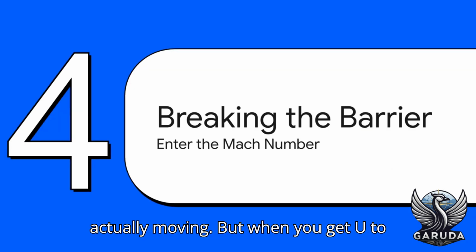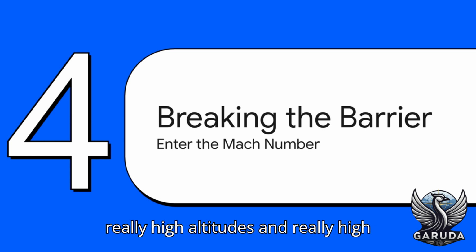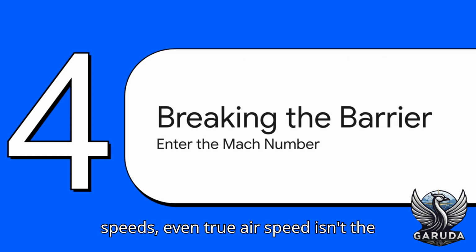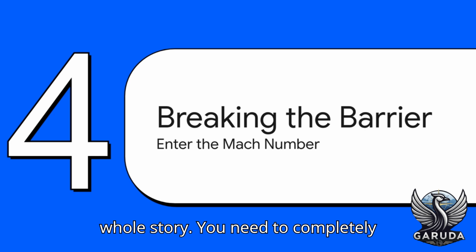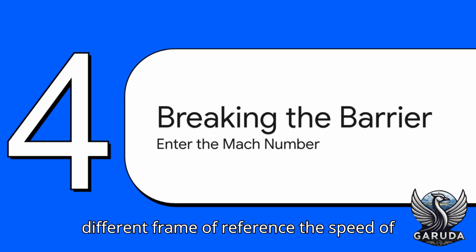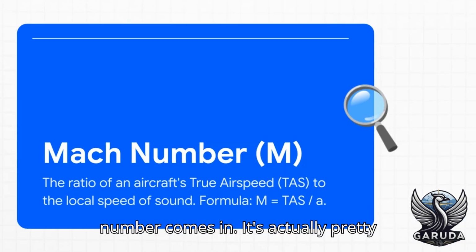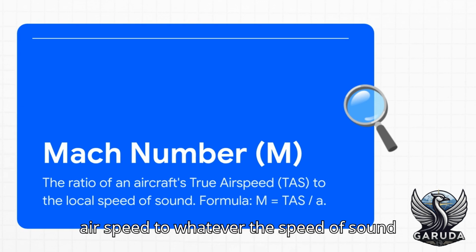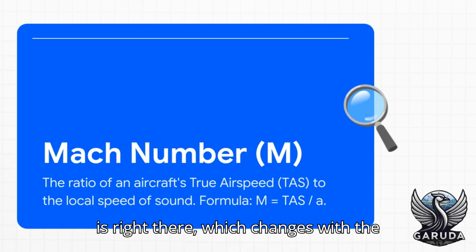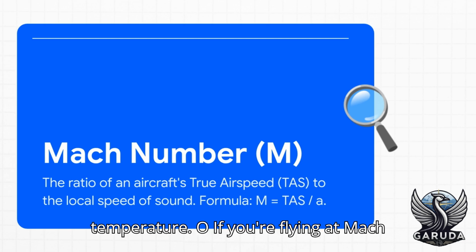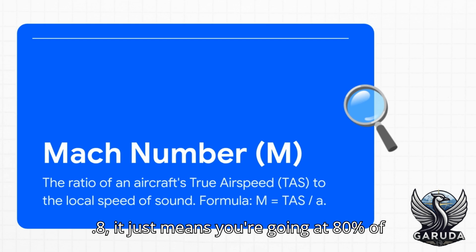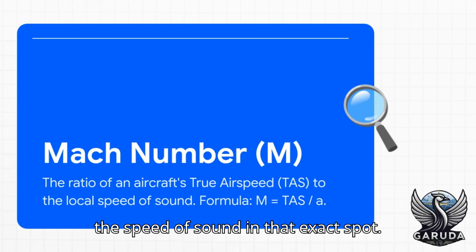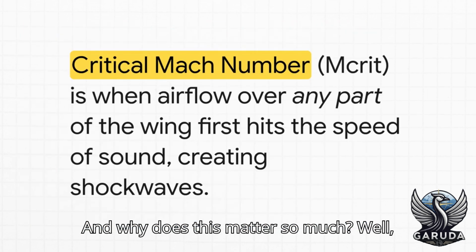But when you get up to really high altitudes and really high speeds, even true airspeed isn't the whole story. You need a completely different frame of reference, the speed of sound itself. And that's where the Mach number comes in. It's actually pretty simple. It's just a ratio of your true airspeed to whatever the speed of sound is right there, which changes with the temperature. So if you're flying at Mach 0.8, it just means you're going at 80% of the speed of sound in that exact spot.